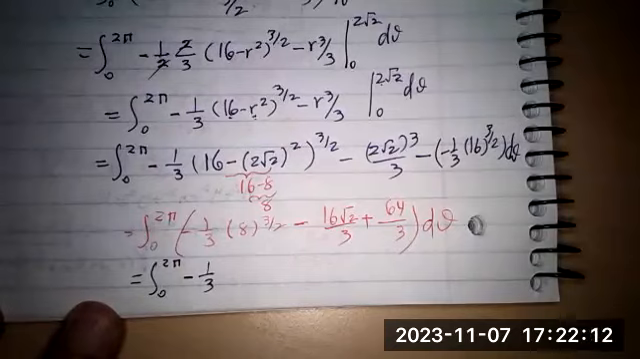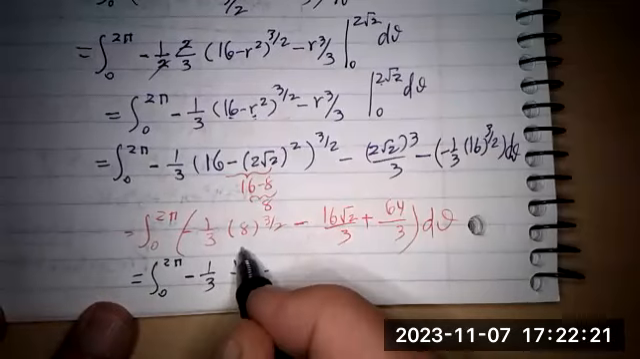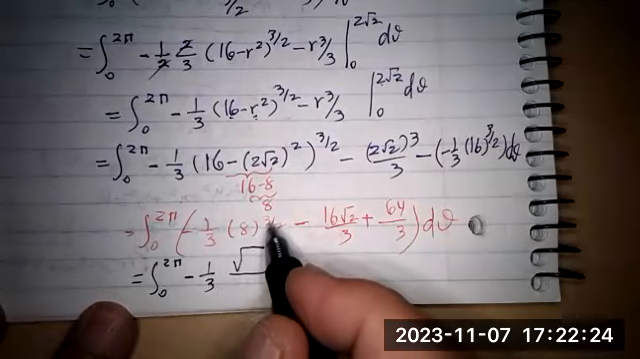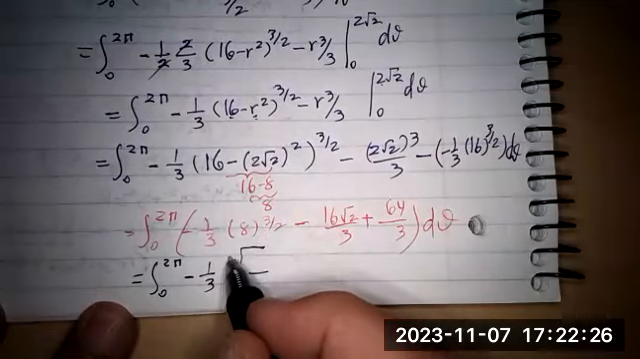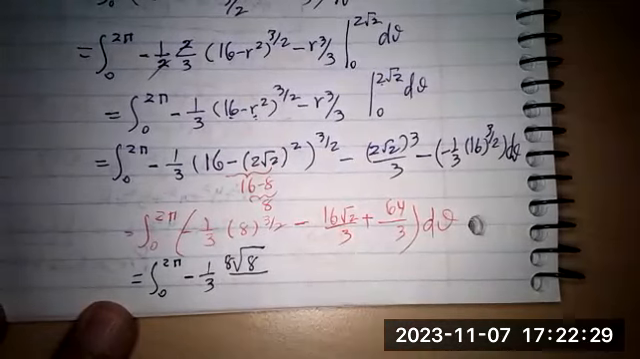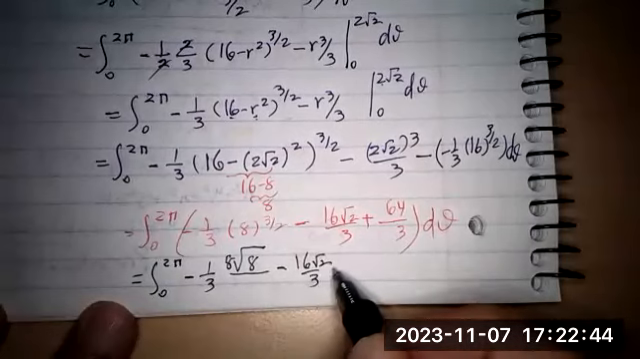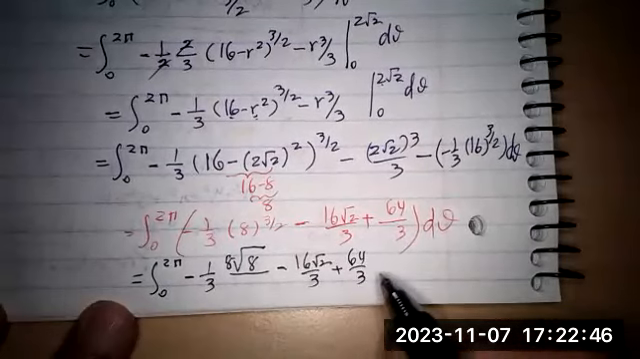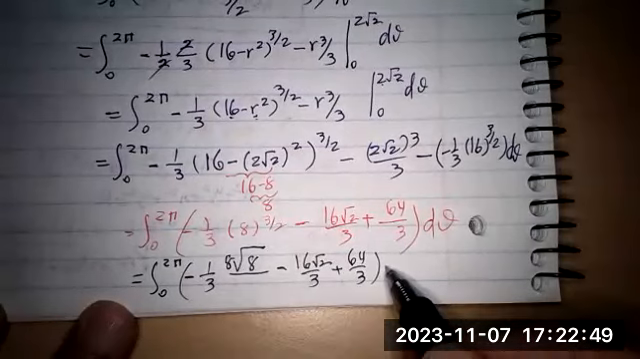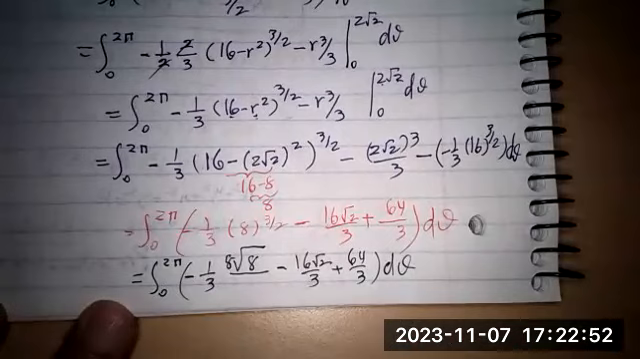Because with 8 to the 3/2, you can cube the 8 and then take the square root of it. Because 8 to the 3/2 is like 8 to the 1.5, so you get a 0.5 here. Okay, and this is going to be minus 16 radical 2 over 3, and the leftover 64 over 3, then the d theta.